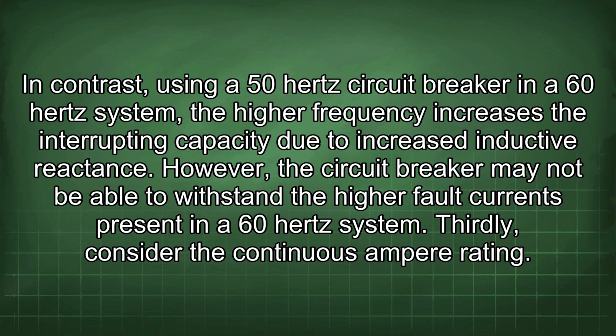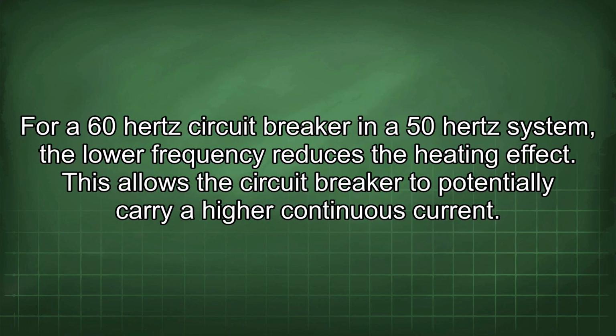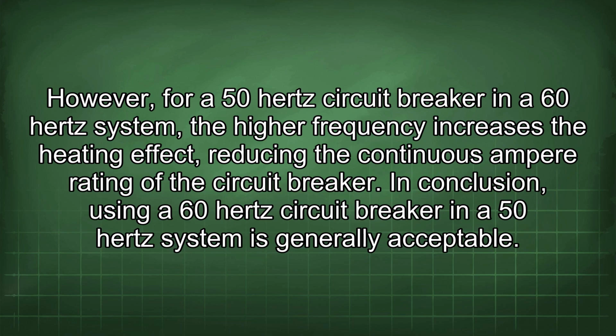Thirdly, consider the continuous ampere rating. For a 60 Hz circuit breaker in a 50 Hz system, the lower frequency reduces the heating effect. This allows the circuit breaker to potentially carry a higher continuous current. However, for a 50 Hz circuit breaker in the 60 Hz system, the higher frequency increases the heating effect, reducing the continuous ampere rating of the circuit breaker.